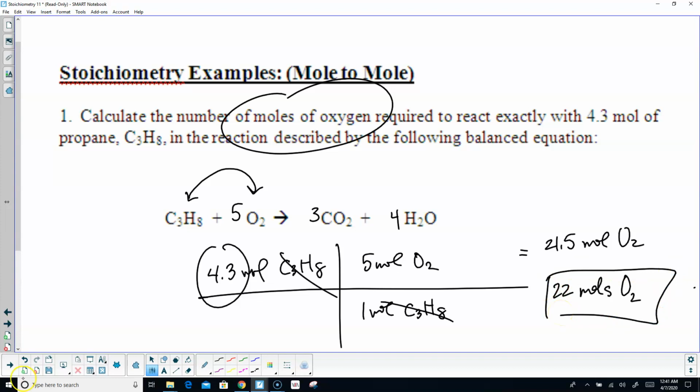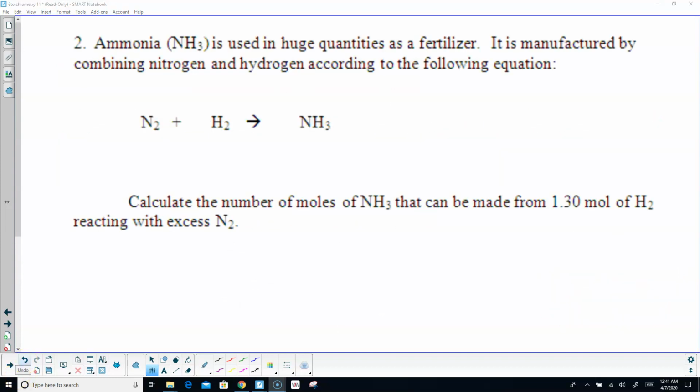Pretty straightforward. I'll do one last one here with you. Here's ammonia. It says it's used in quantities of fertilizer. It's manufactured by combining nitrogen and hydrogen. So here's the equation. It's not balanced. So let's see. Nitrogen, let's ignore that for right now. It's actually not going to matter either way, because if you do hydrogen, the common factor is 6. You're going to put a 2 here and a 3 here. That's going to give you 6, and then the 2 nitrogen balance. So 1, 3, and 2 are the coefficients.